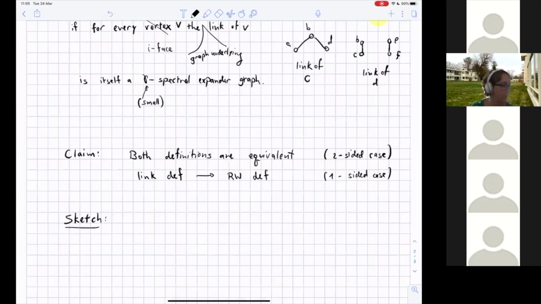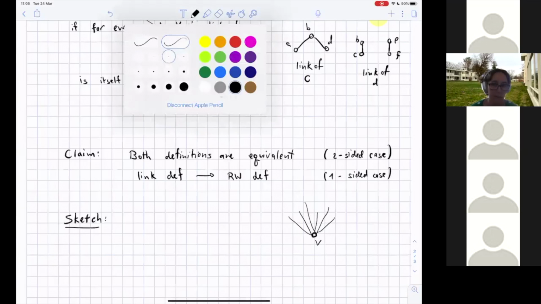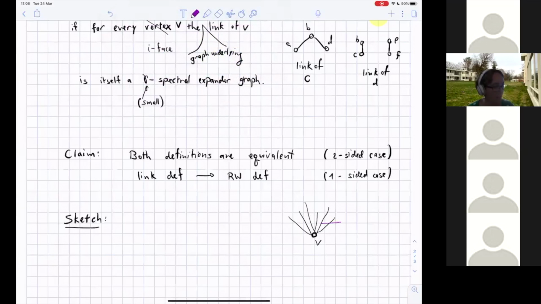So let's look at the edge walk. I'm thinking about some vertex V, and I look at all of its neighbors. So I look at the link of this V, and I'm thinking of this as a graph whose vertices are the neighbors of V. And it's not only a graph, there are also some edges here. So this is an edge, this is an edge, this is an edge, and so on. This being an edge means that this was a triangle.